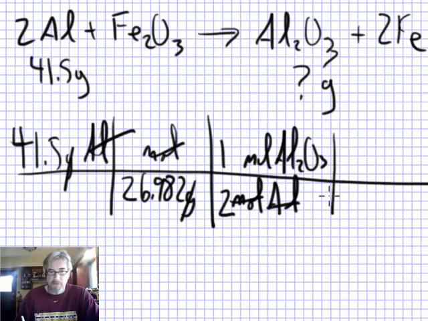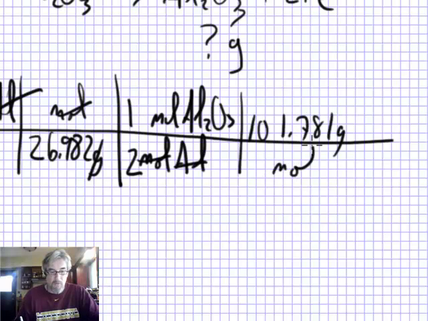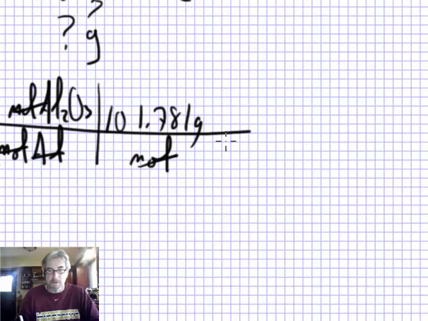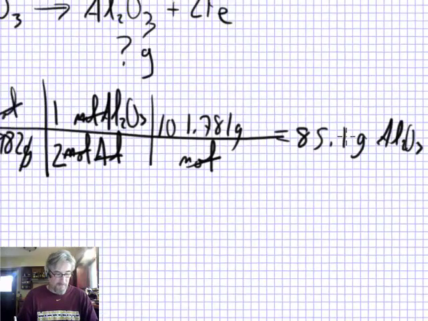But that's not what I really want. I want grams, so I'll use the molar mass of Al2O3 next, which is 101.781 grams per mole. Moles are now gone, and I have grams of Al2O3 in my answer, and that's just what I want. So now I just do some arithmetic. And the answer is 85.1 grams of Al2O3.